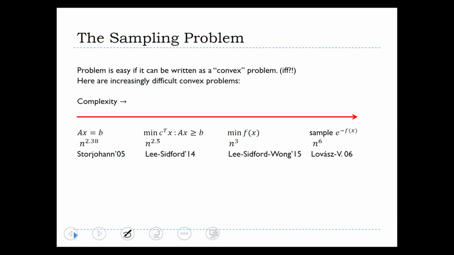It's n to the 6 because it was n to the 4 oracle calls, but each call is a membership test, which takes another n squared. So one thing you might hope for is maybe all of these can be done in n squared. And so the easiest way to do this is just solve the sampling problem in n squared.